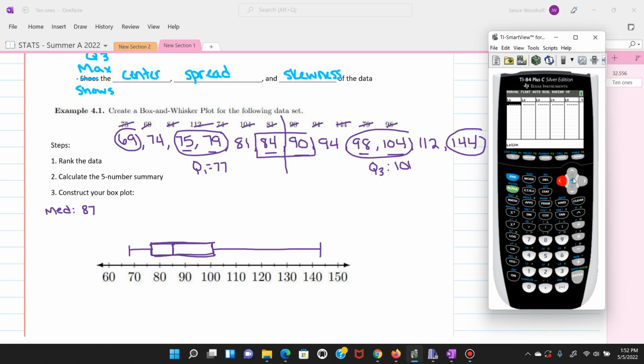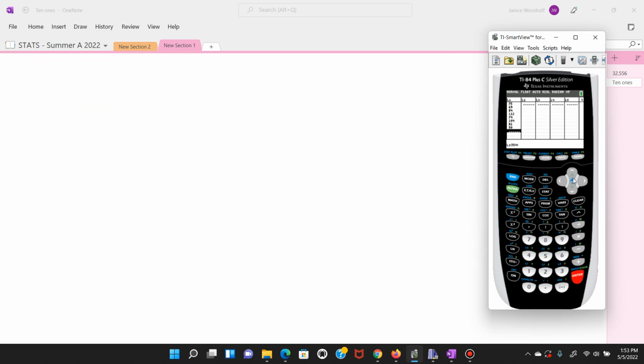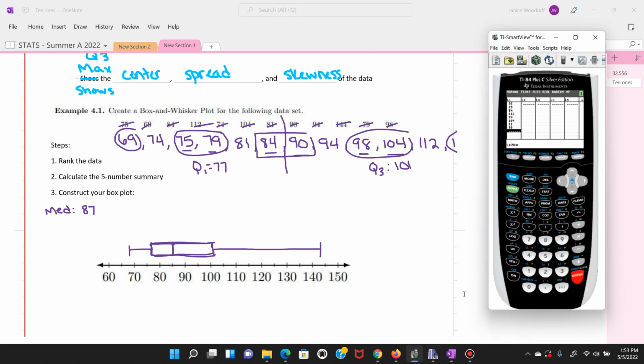But I'm going to go over to L1. I'm going to start entering these values. You don't have to enter them in order either. We could do it the way it was originally here. So 75, 69, 84, 112, 74, 104, 81, 90. What happened to my paper? There it is. Okay, 90, 94, 144, 79, 98. Okay, so I've got my 12 pieces of data in here.